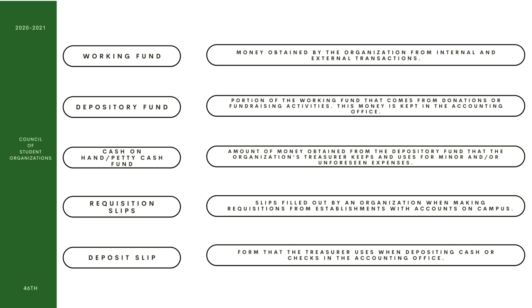Cash on hand or petty cash fund: this is the amount of money obtained from the depository fund that the organization's treasurer keeps for himself and uses for minor and/or unforeseen expenses of the activities of the organization. Requisition slips: these are slips found on the finance table that are filled out by an organization when making requisitions from establishments with accounts on campus. Deposit slip: this is the form that the treasurer uses when depositing cash or checks in the accounting office.